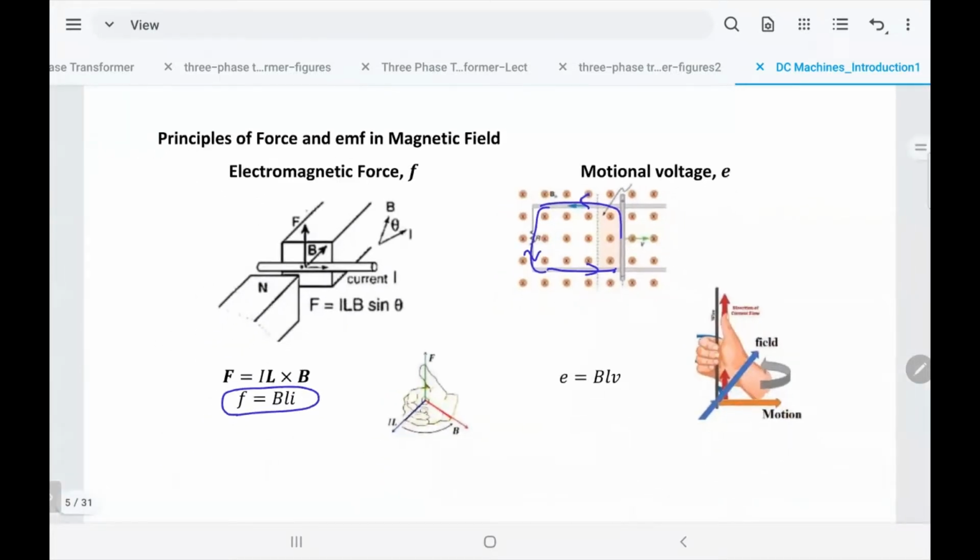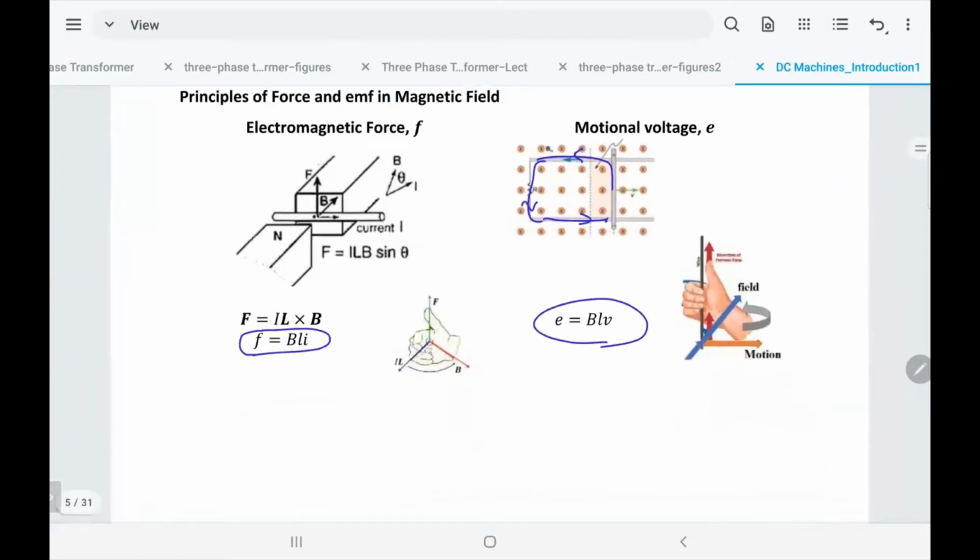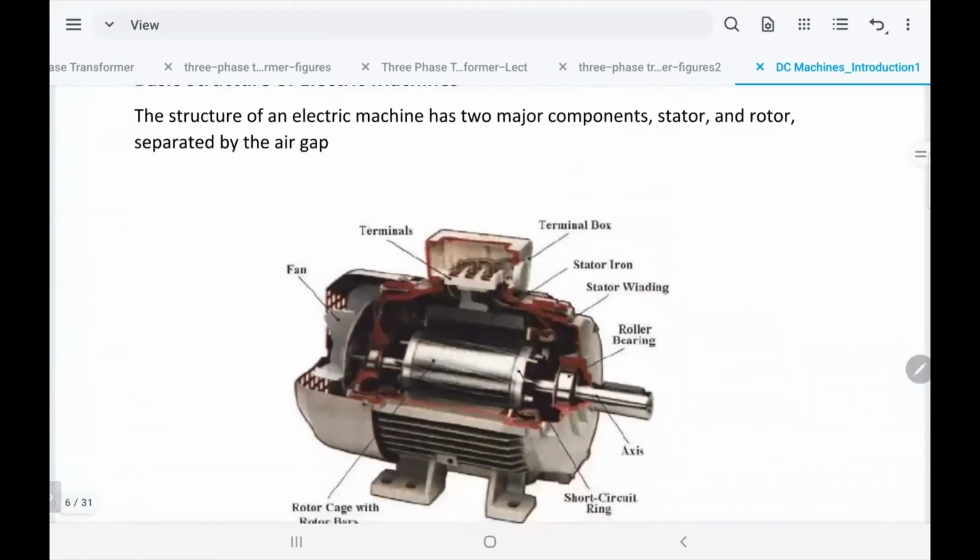About the magnitude of the voltage, it depends on the flux density, the length of the conductor, and the velocity. So what is different between both formulas? Flux density affects both, the length of the conductor affects both, but one has a current, producing force. This one is moving, velocity, you have EMF. Simply, right? Without going through a lot of math or vectors.